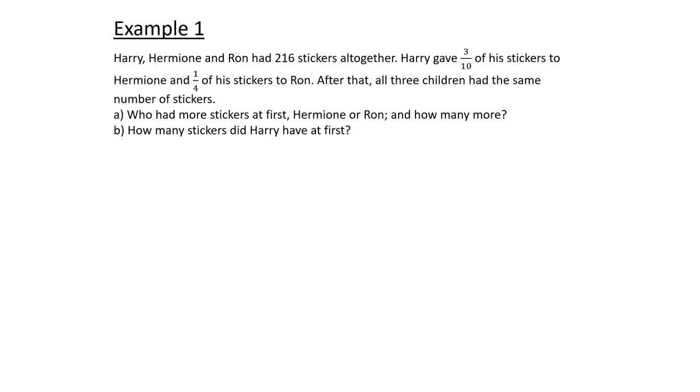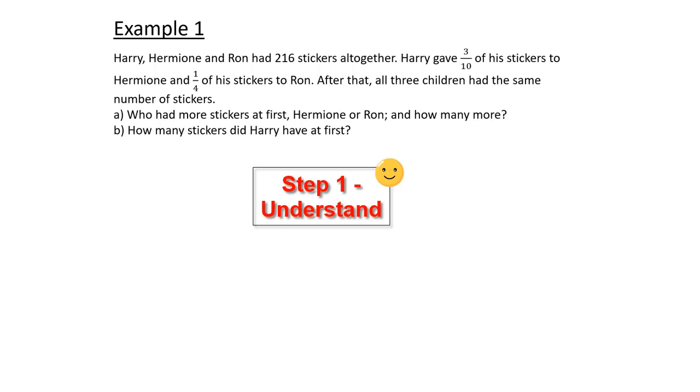So the children didn't have the same number of stickers at first, but they did have the same number at the end. Harry must have had the most stickers at first because he gave some fraction of them away. He gave away 3/10 to Hermione and 1/4 to Ron. We want to find out who had more stickers initially between Hermione and Ron, and how many more, and how many Harry had initially. We've completed the first step.